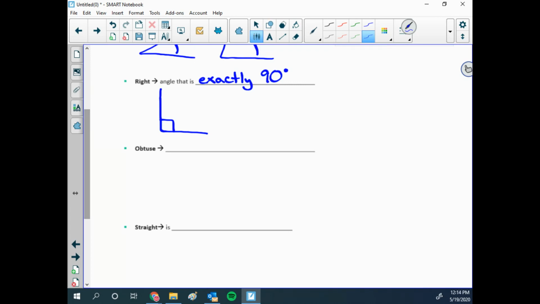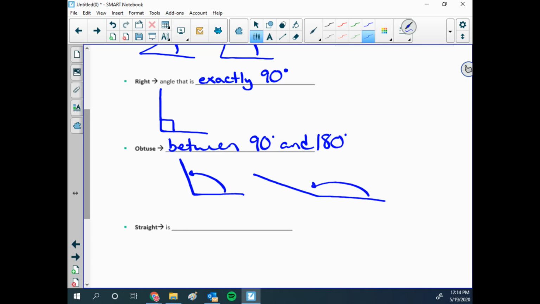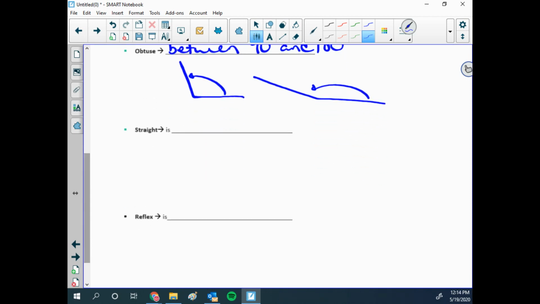An obtuse angle is an angle that is between 90 degrees and 180 degrees. So looking at an angle, something like this, that would be an obtuse angle, or even an angle that gets closer to straight, that would be between 90 and 180, so those are obtuse. Straight angles are exactly 180 degrees. So a straight line is 180 degrees. And again, we should probably put a vertex on all of those.